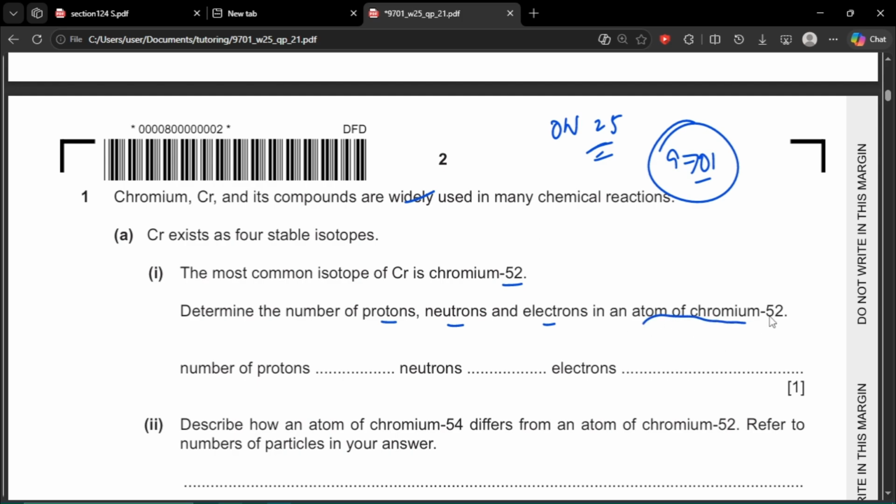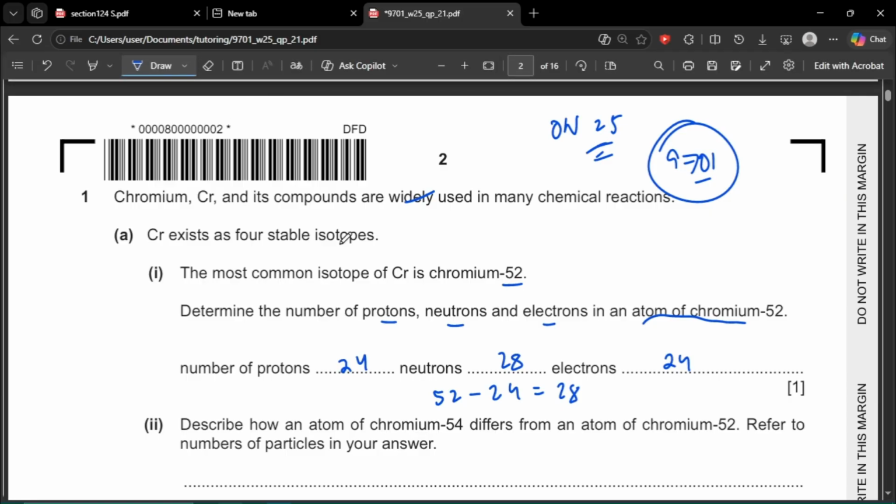Now, the easiest way to do this question is to look at the periodic table, which gives you the number of protons and electrons, as they're the same. The only thing you're supposed to find is the neutrons, which you can get by subtracting, and you end up with 28.